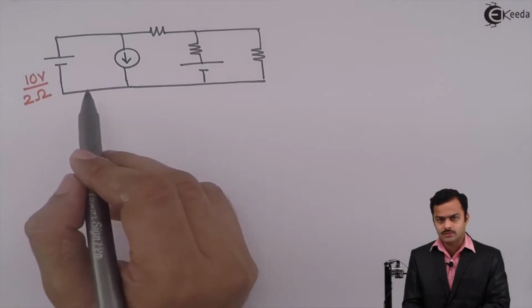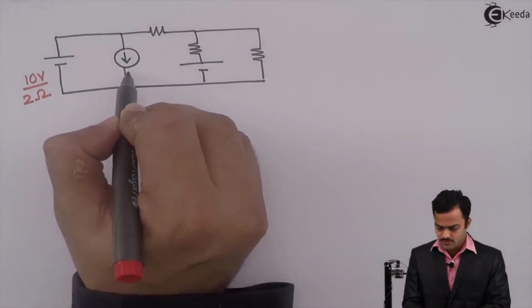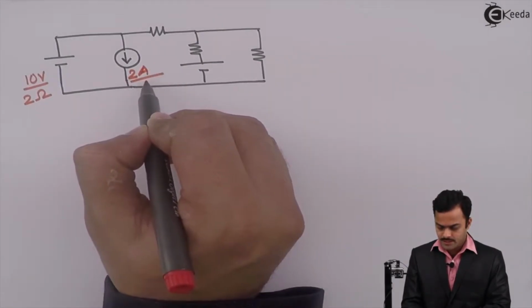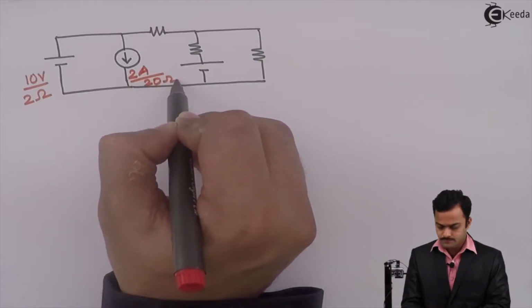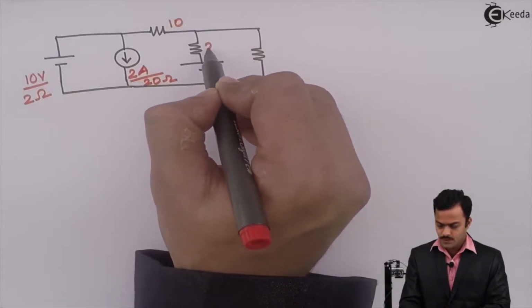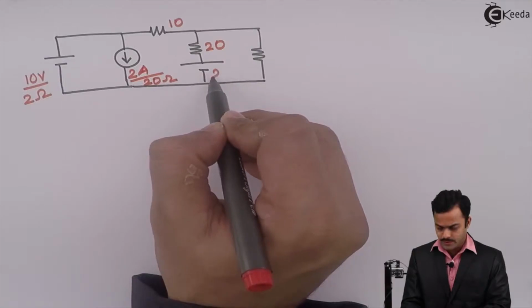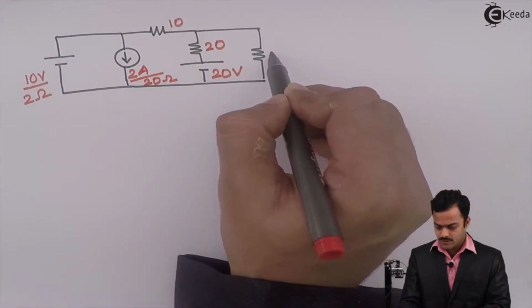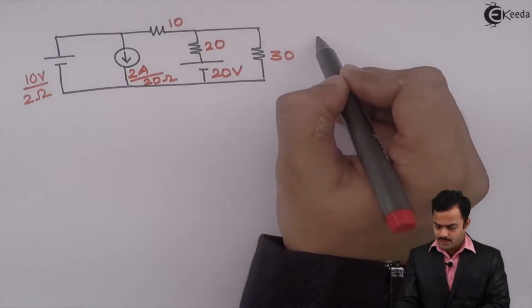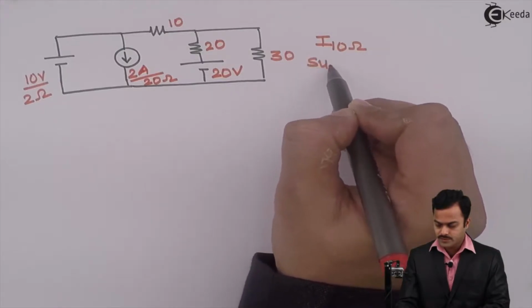Let me first give values to all the remaining sources and resistances. Current source 2 ampere by 20 ohm. This is 10 ohm, 20 ohm, and one more voltage source is there of value 20, and this is 30 ohm. The question is, find out current flowing through 10 ohm resistance using superposition theorem.